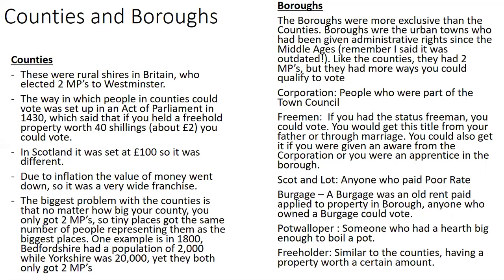If you're in Scotland, that was set at £100, so it was very different. But because of inflation, the value of money did go down, which meant that this was a very wide franchise, and that you had a range of people that could vote. The only problem was, it didn't matter how big your county was. You still only got 2 MPs. So tiny places got the same number of people representing them as the biggest places.